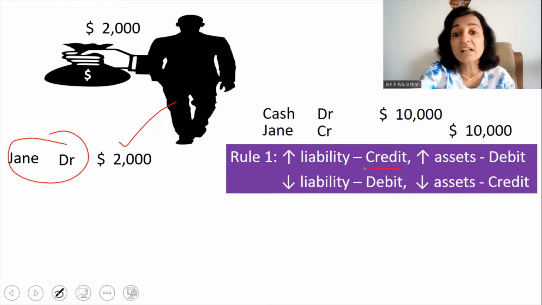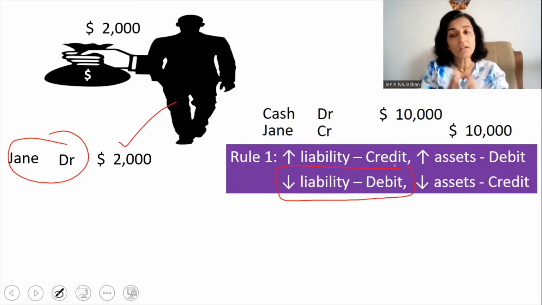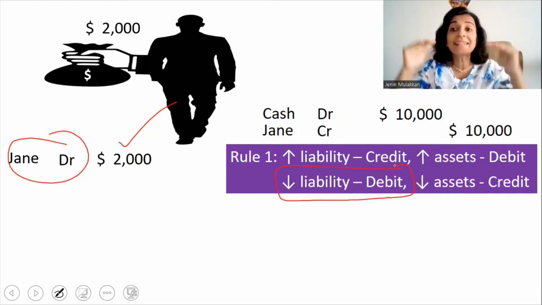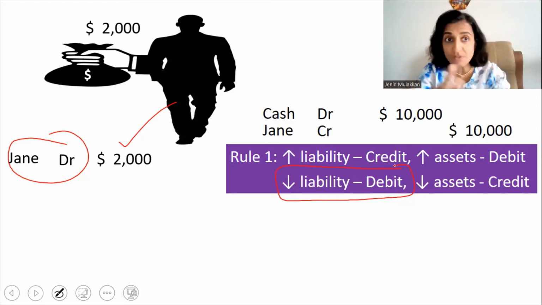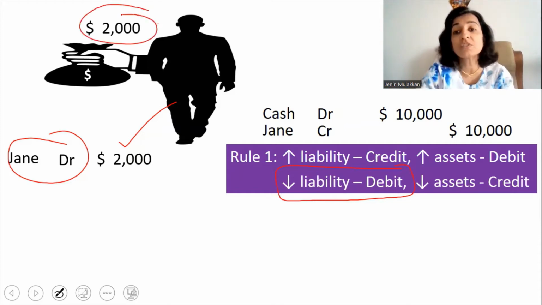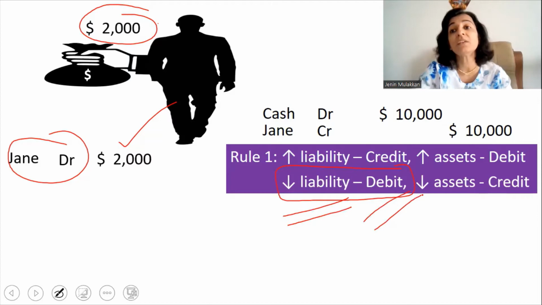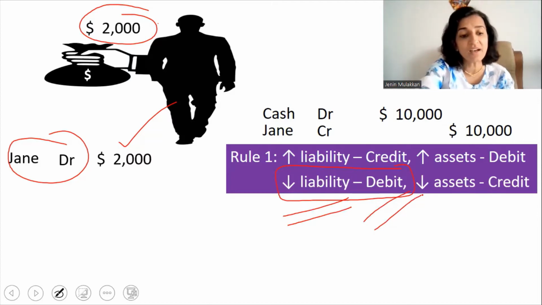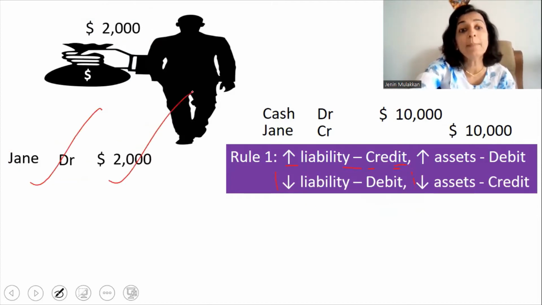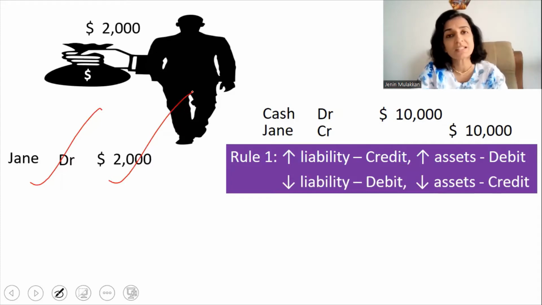Because it is a reduction in liability. Now Jane is already a liability. We have to pay $10,000 to her. And that liability is getting reduced when you return $2,000. So it's a reduction in liability and we have to debit Jane's account. So that is why Jane's account has been debited with $2,000.